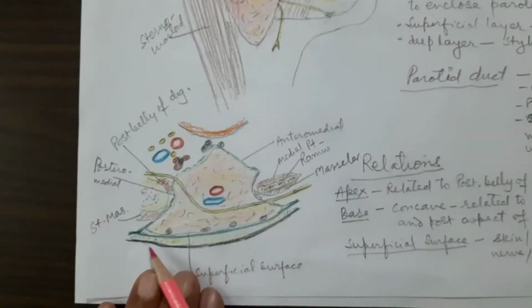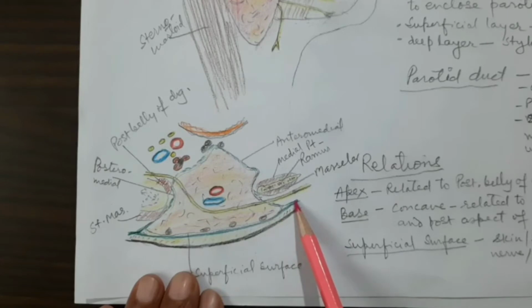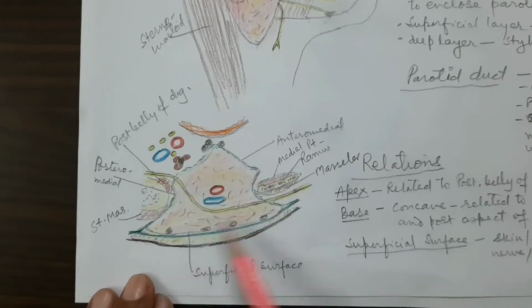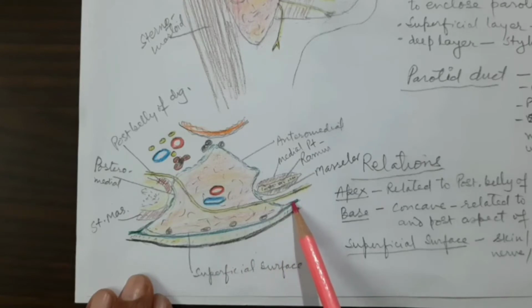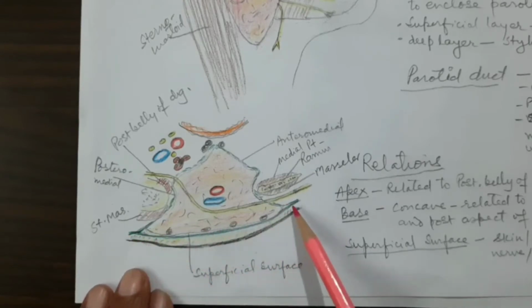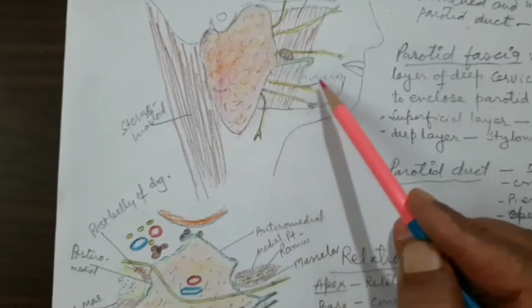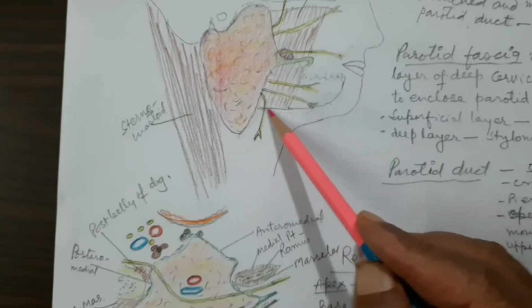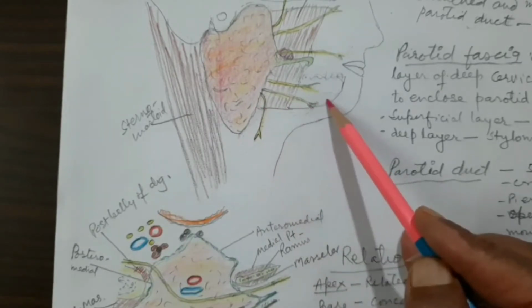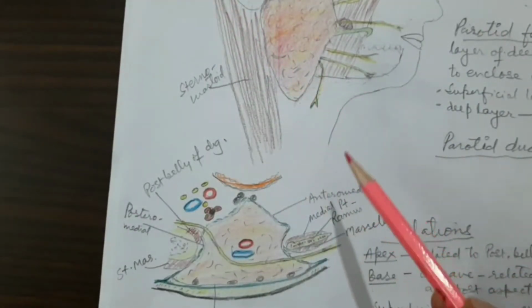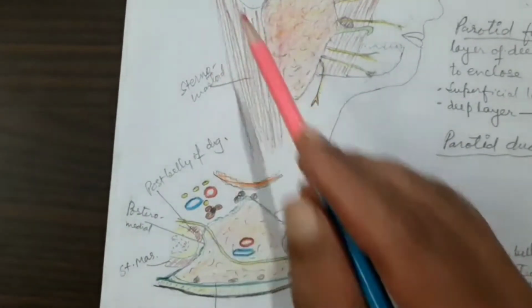I have drawn it here in this green color. See here, this is the general investing layer. In a cross section you can understand this is a single layer which splits here in 2. The superficial is quite thick here. Again it unites and becomes a single layer. So at the anterior margin and at the posterior margin it becomes a single layer lower down, because it is attached at the margin or the base of the mandible, and here it is attached to the mastoid process and superior nuchal line, so it becomes single.